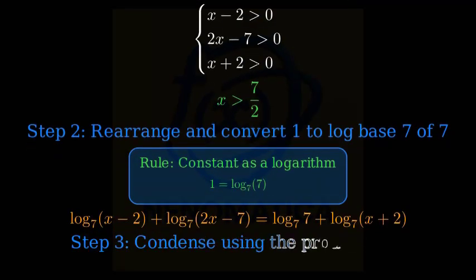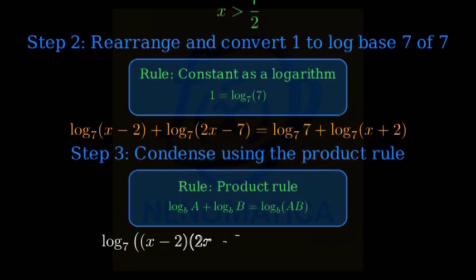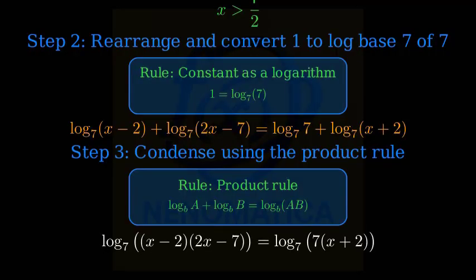Step 3. Use the product property of logarithms. The sum of logs equals the log of a product, so we get log base 7 of x minus 2 times 2x minus 7 equals log base 7 of 7 times x plus 2.